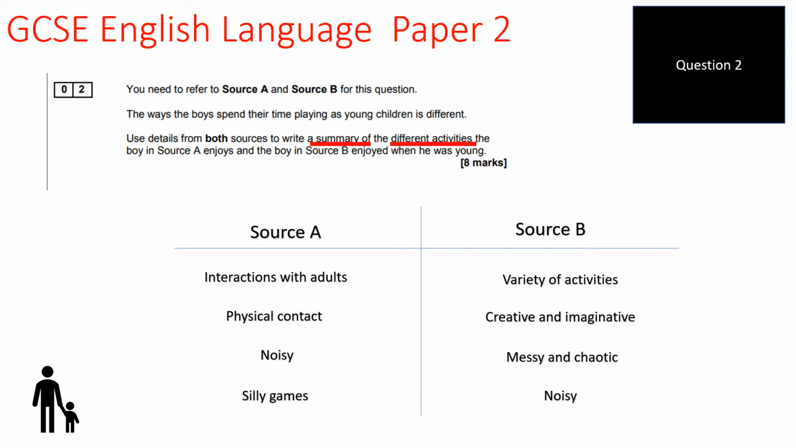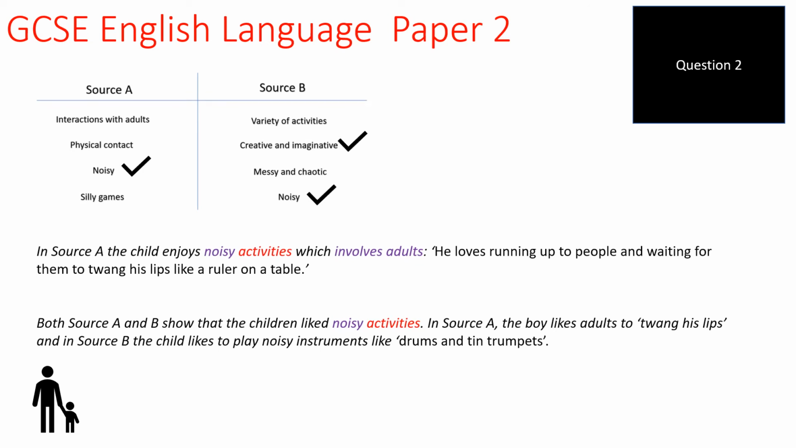Now, when you get your little table like that, it gives you a starting point, and you probably see straight away that both source A and source B are noisy. And with this idea of being creative, you've got silly games and being creative. You've got a number of different things in there. Now, my advice would be, don't write about everything; select what you think would be useful. For example, here I've ticked the things that I'd probably write in my paragraph. I'd write something about both being noisy, and I'd write about source B being quite creative. So that's your starting point.